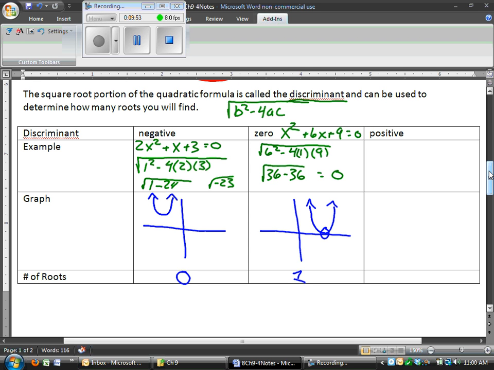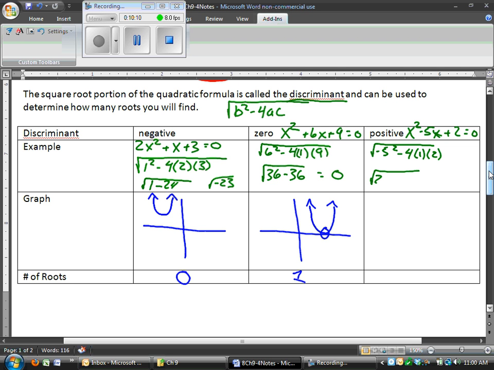And the last one we had, if I do the example x squared minus 5x plus 2 equals 0, I can take the square root of negative 5 squared minus 4 times 1 times 2.